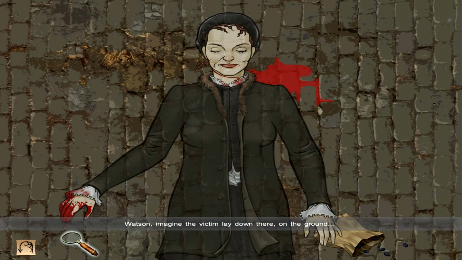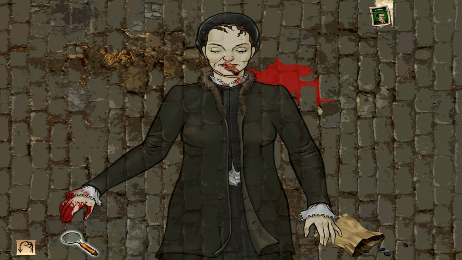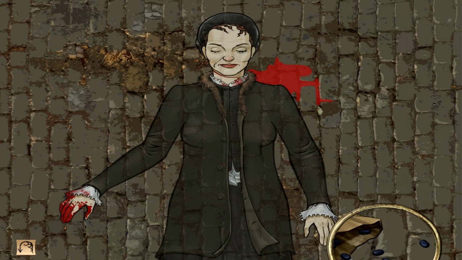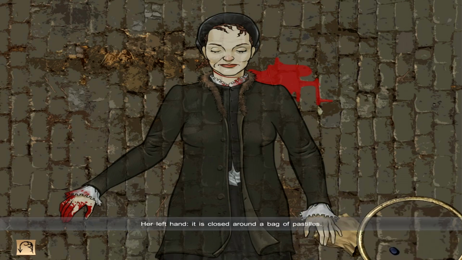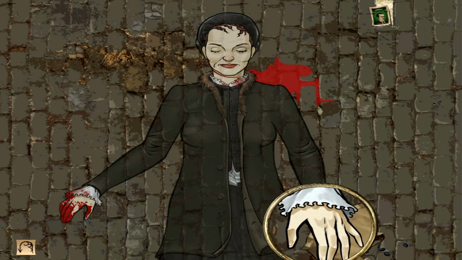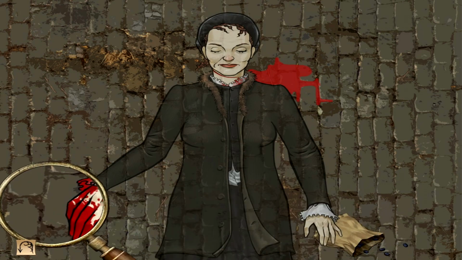I think we need to click on the body. Watson, imagine the victim laid down there on the ground. Oh. She's got a bag. In that bag, her left hand is closed around a bag of pastils. Bag of pastils?